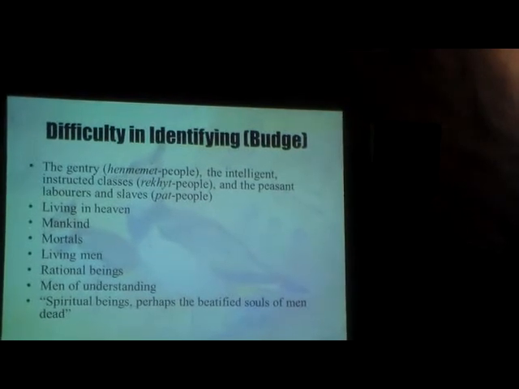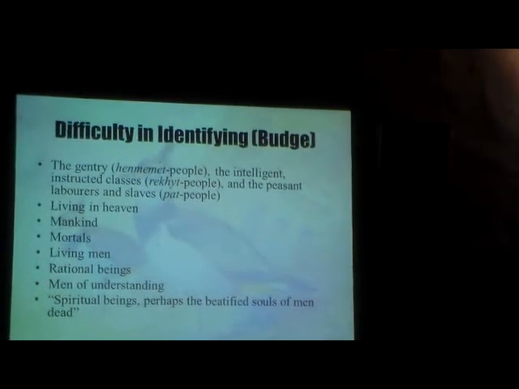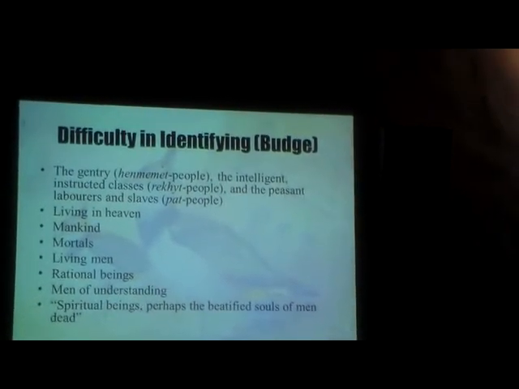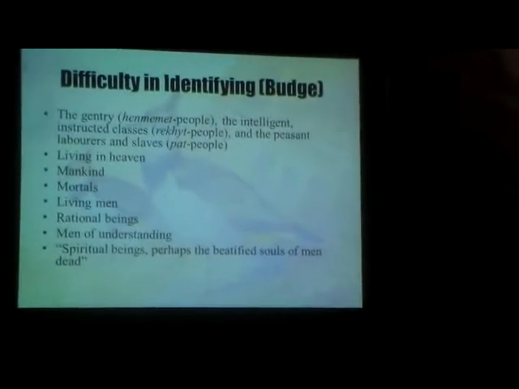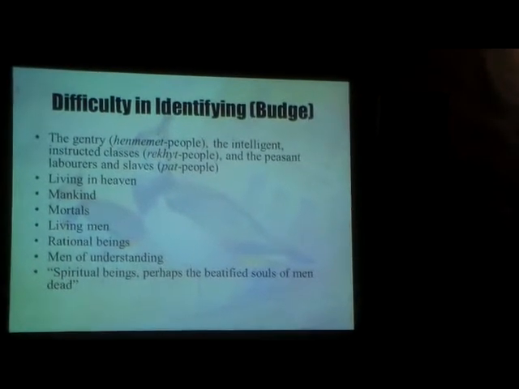So even the first one there, he calls the Hennemet people the gentry, the rekhyt people being the instructed class, and then the Pat people being the peasants, labourers and slaves, which is actually in reverse to how Egyptologists really see it today.